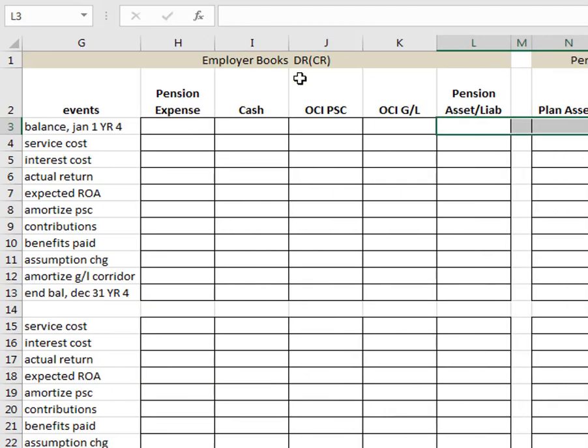All right, so the first thing we want to do is put the opening balances in these various accounts. This is the employer's books. We don't know what cash activity is, but we're putting it in here just so all of our activity, the debits and credits, balance out. Pension expense would be 0 at the beginning of the year because it's always closed out to retained earnings, just like all revenues and expenses are.